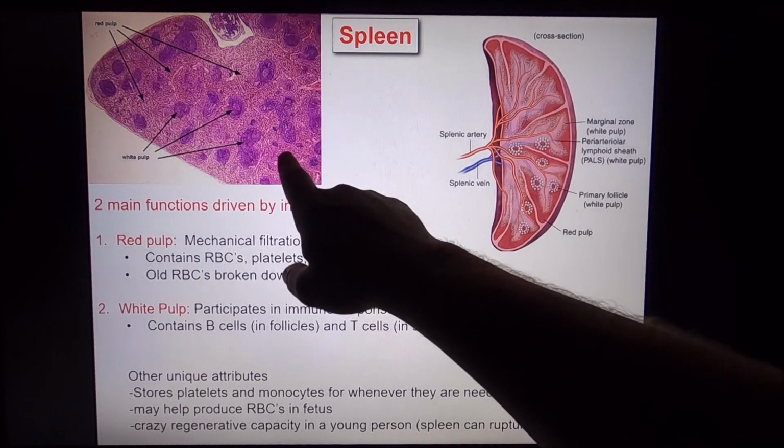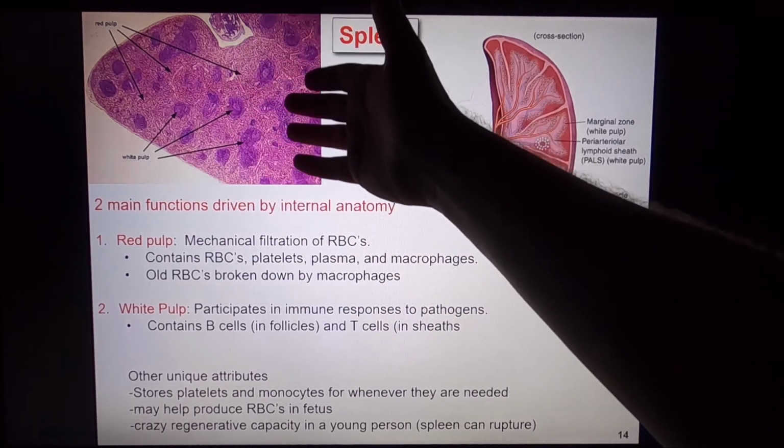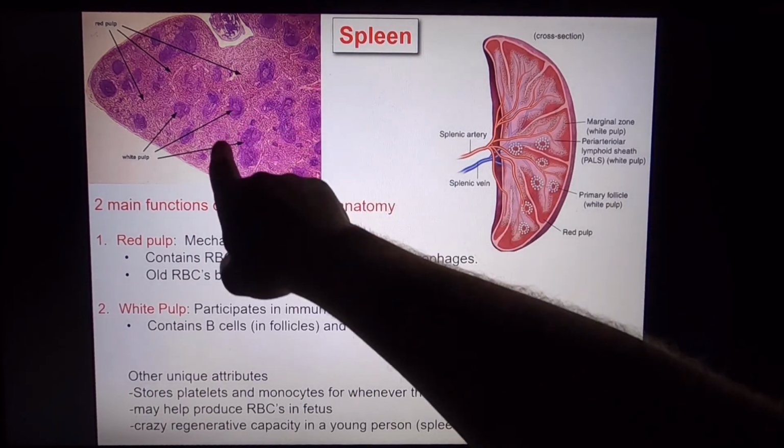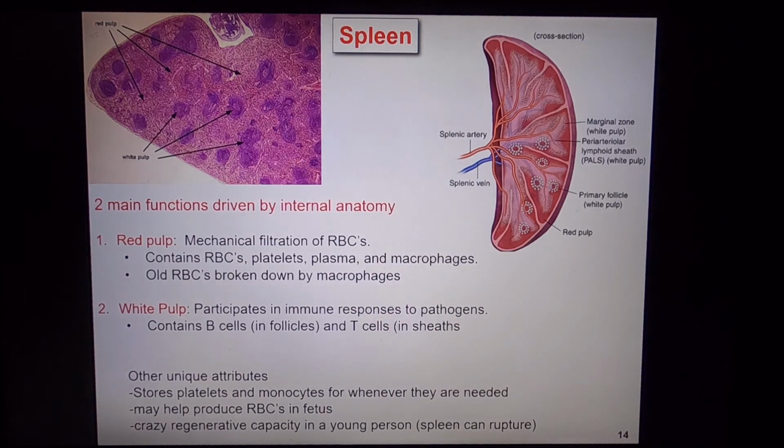So in the spleen, we've got areas for dealing with red blood cells, which is kind of the role of the spleen, and then we have these areas with white pulp where we're going to be dealing with immune responses.